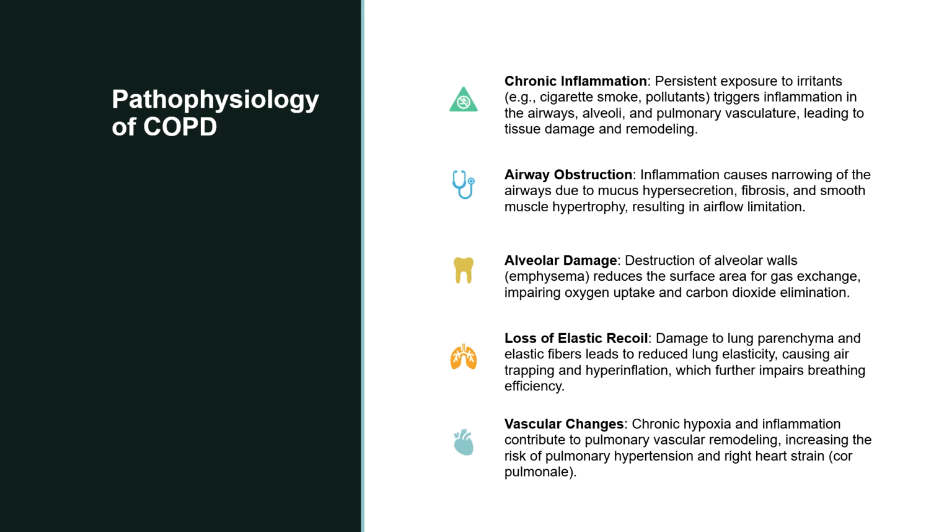And what this does is cause air to be trapped, leading to overinflation of the lung. You can see this very clearly on the X-ray, where you'll see flattened diaphragms. And finally, we get into pulmonary vascular remodeling. What that means is prolonged low oxygen levels and inflammation lead to changes in the structure of the pulmonary blood vessels. It increases resistance in the pulmonary circulation and can potentially cause pulmonary hypertension. So all of these things add up to the pathophysiology of COPD.